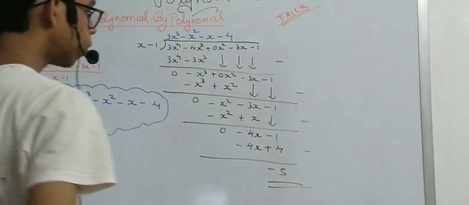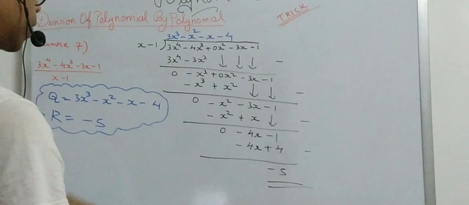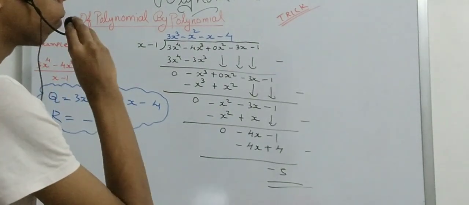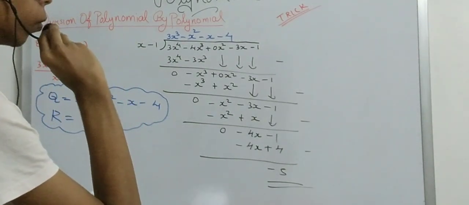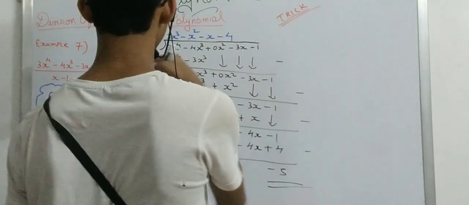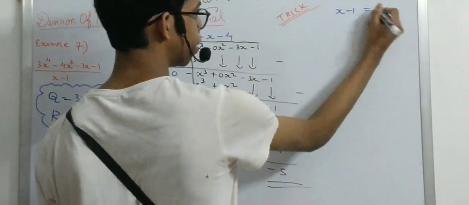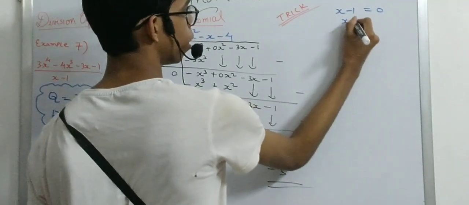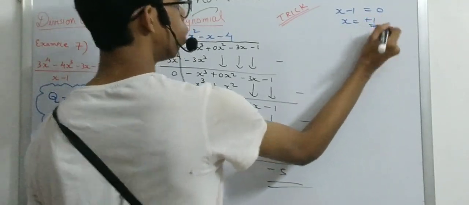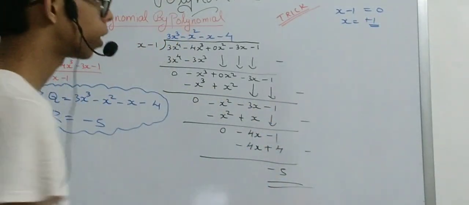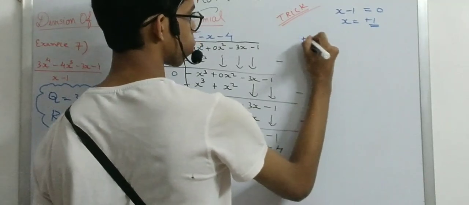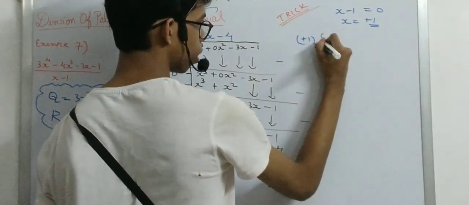So now let us also do this question with a trick method. So first of all, what should you do? We have to take your divisor x minus 1. I took the divisor x minus 1, I am equating it to 0. So from here I will be getting x is equal to plus 1. So that I am writing over here. Plus 1 I wrote over here.